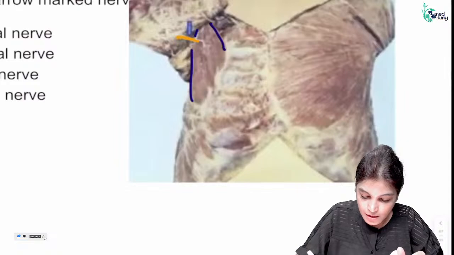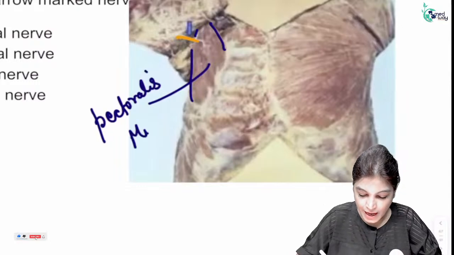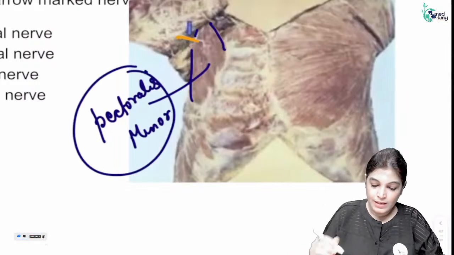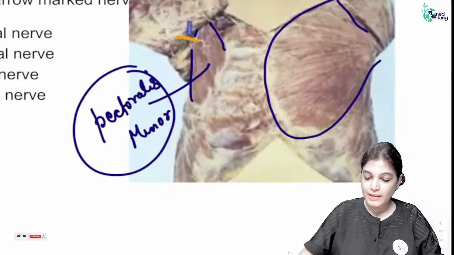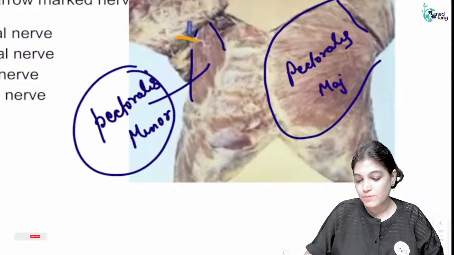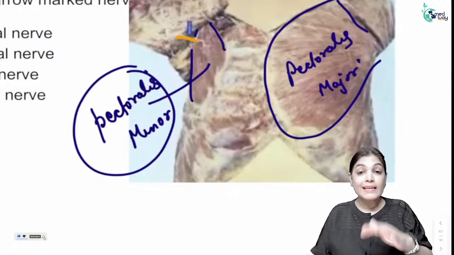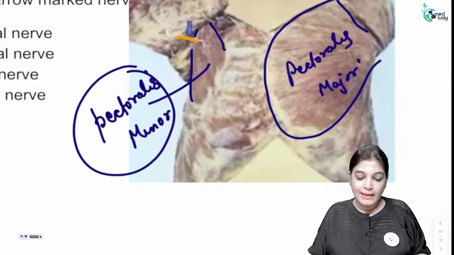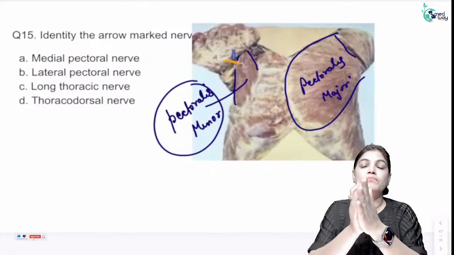This is the pectoralis minor muscle. The pectoralis minor muscle is covered and overlapped by this large muscle, which is the pectoralis major muscle. The pectoralis minor muscle is the key muscle of the axilla, which will divide the entire axillary artery into three parts.